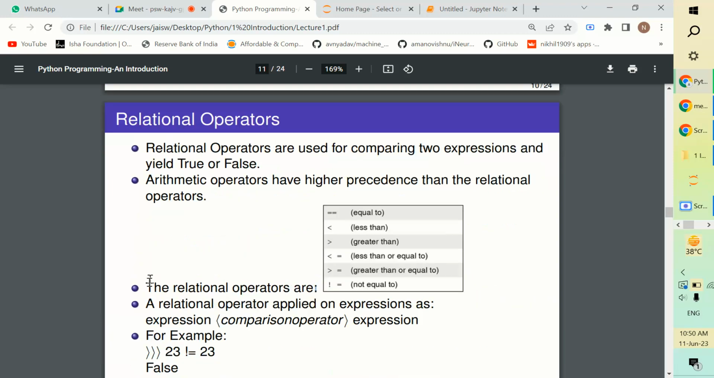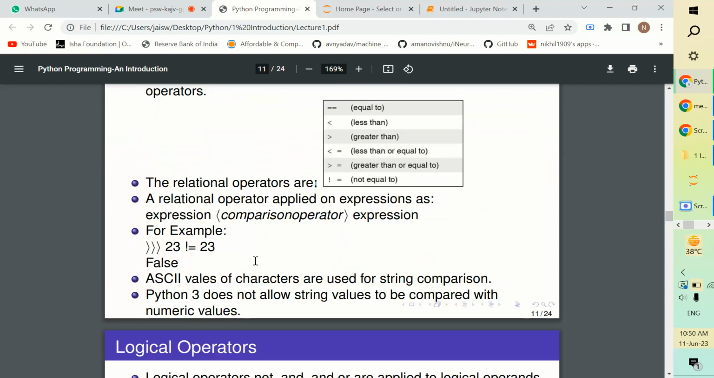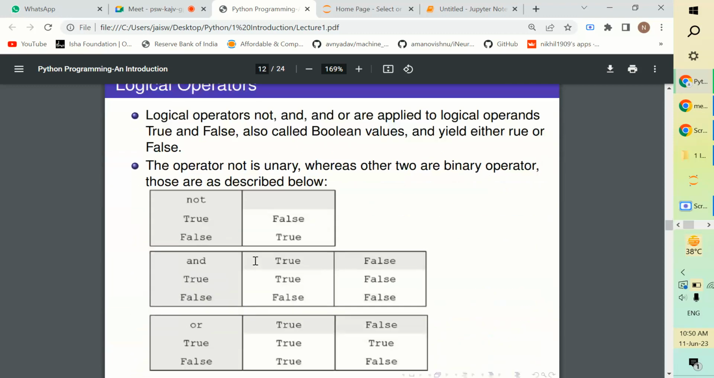Okay, relational operators are clear to everyone? Yes, sir. Okay.